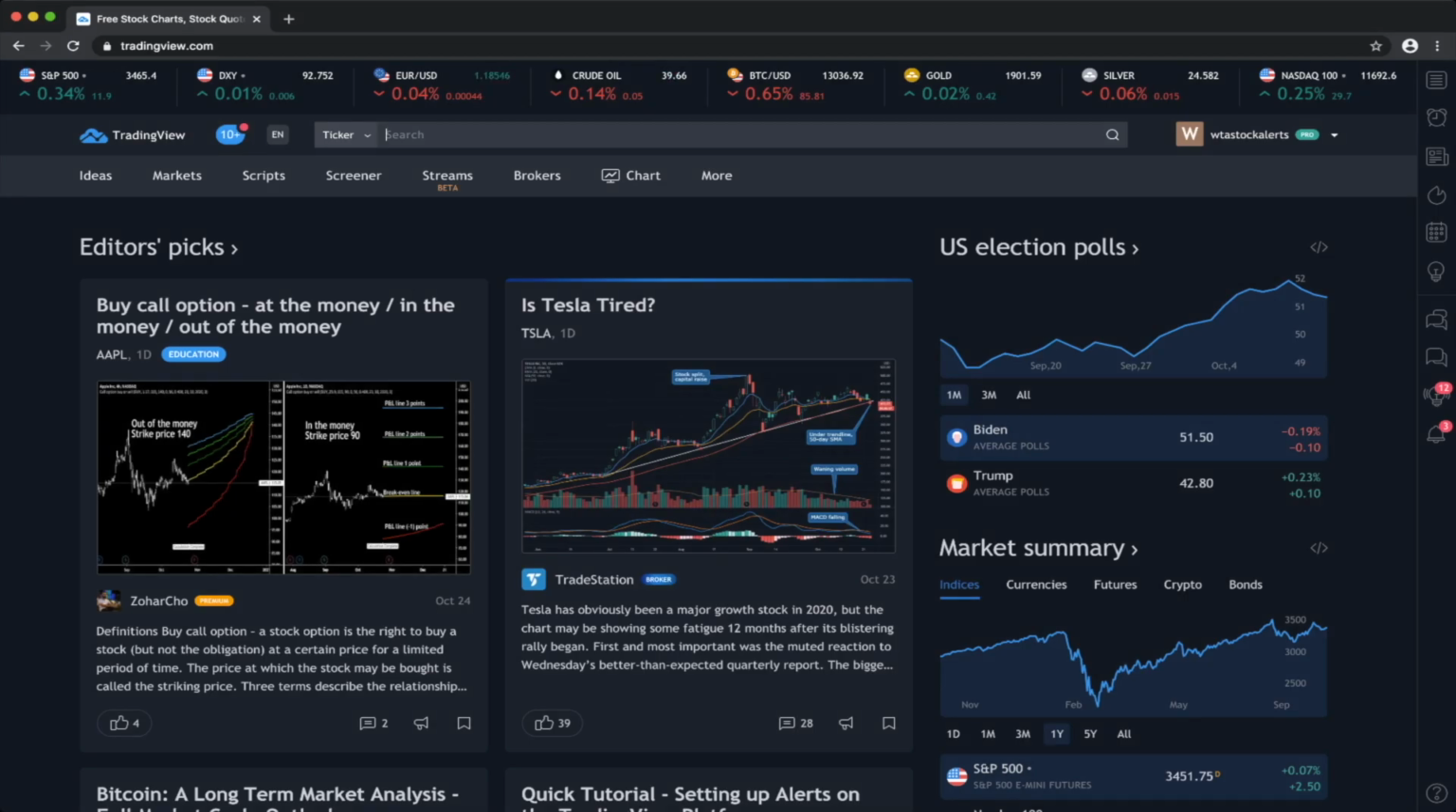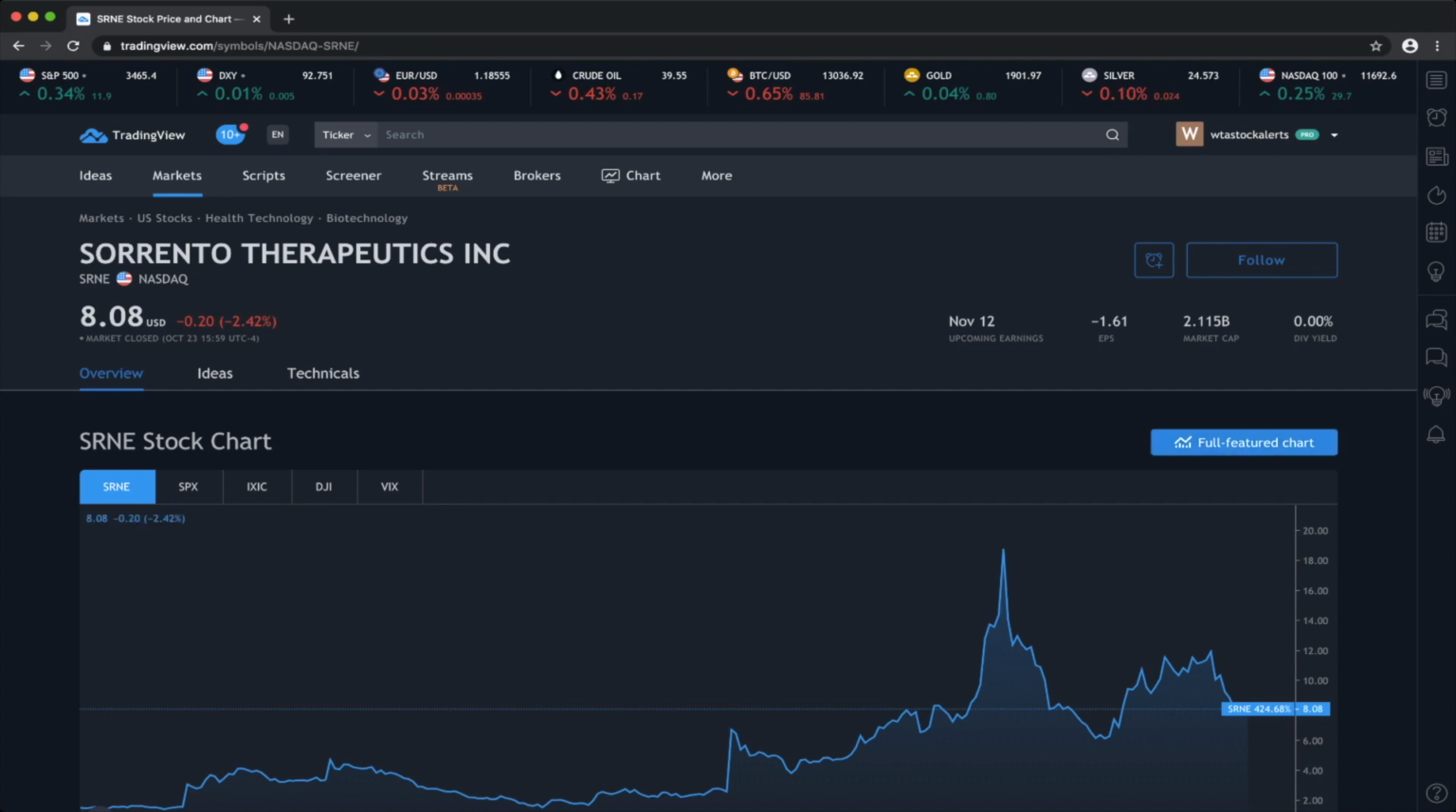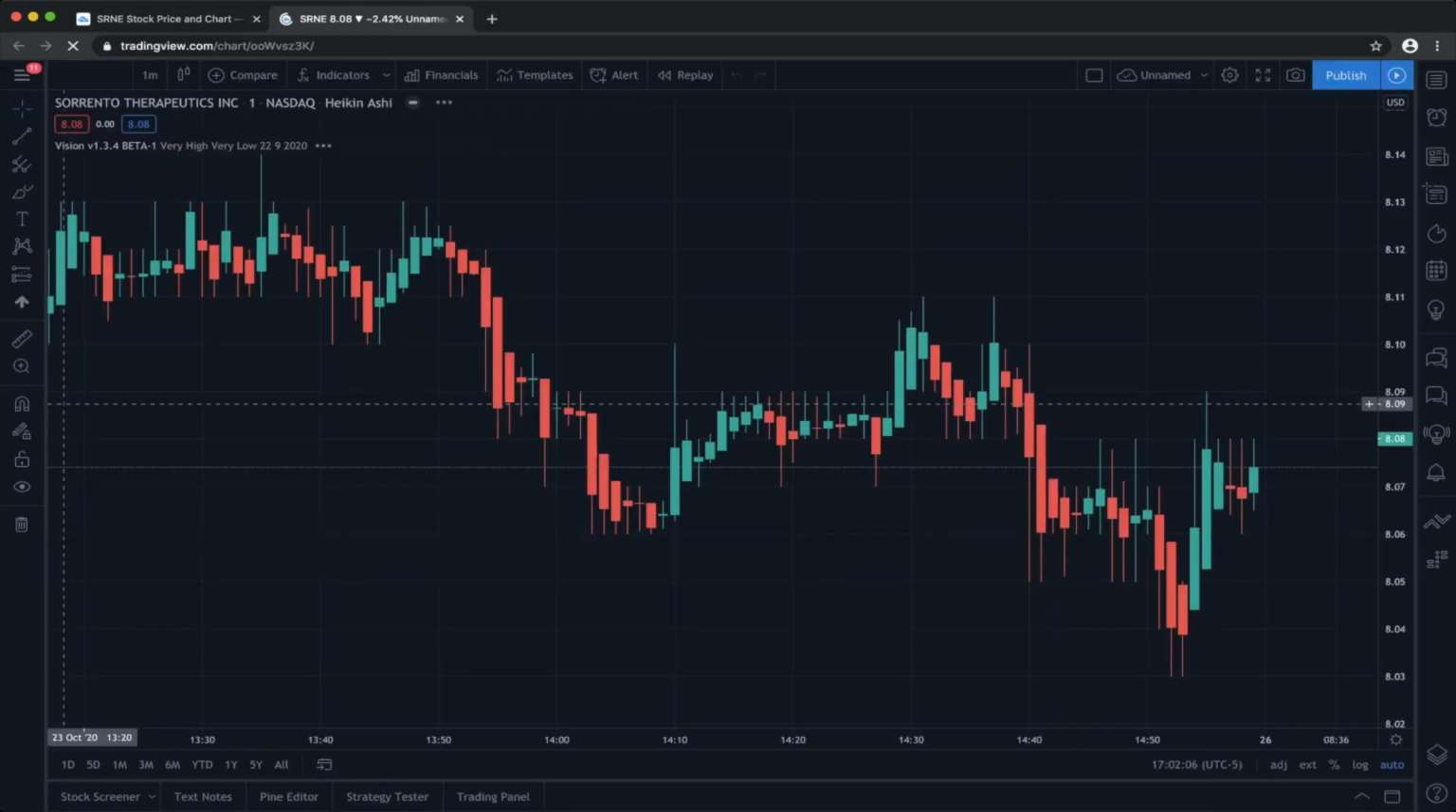So basically what I wanted to go over today is just how to plot some resistance and support lines, the very important ones from previous days. And like I said a bunch of times, this could be from years ago and they're still going to be in play every day if they're a strong support or resistance. So let's go to one that I know is very good at following rules.